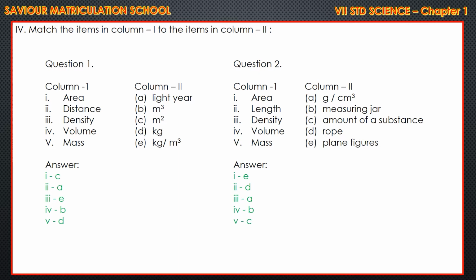And B will go now. First one is area, plane figures, length, rope, density, gram per cubic centimeter, volume, measuring jar, mass, amount of a substance.